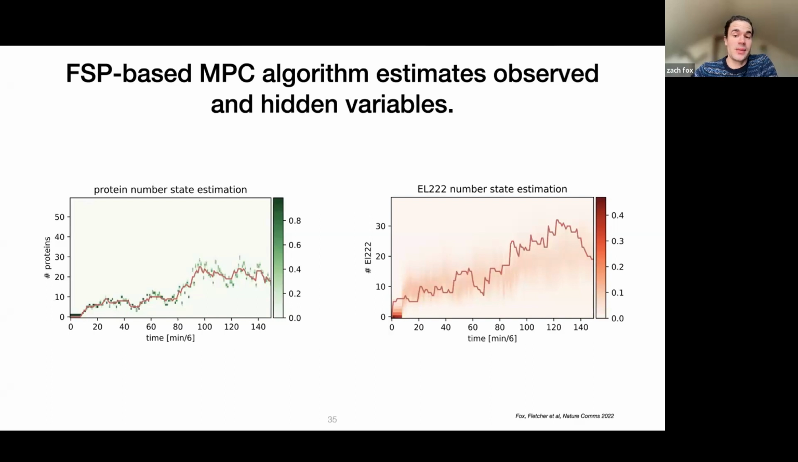And then we can also estimate the hidden state. So basically the number of EL222, not the number of mScarlet proteins. And you see that it's much more blurred and there's higher uncertainty, but it is still somewhat generally close to the true number, which again is the dark solid line shown through these plots.